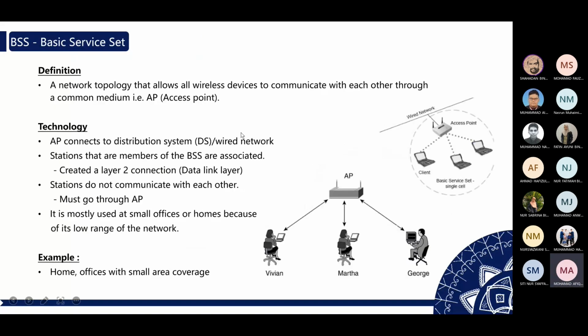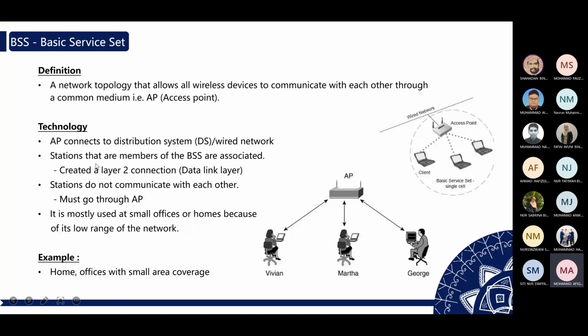Next, for BSS, Basic Service Set, the definition, a network topology that allows all wireless devices to communicate with each other through a common medium. Okay, now BSS has access point, such as example here, and AP that connects to distribution system or so-called wire network. This is the wire network, and this is the AP that is connected.